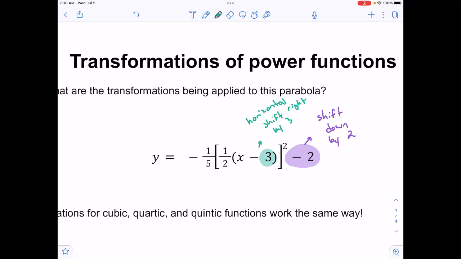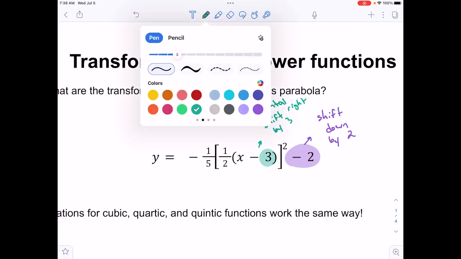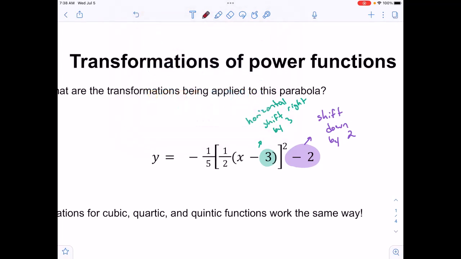Then we've got a couple of stretches that are happening here. I'll do the first one out front. This one is actually a compression, I should say, because you're multiplying everything by 1/5. So this is a vertical compression by 1/5.